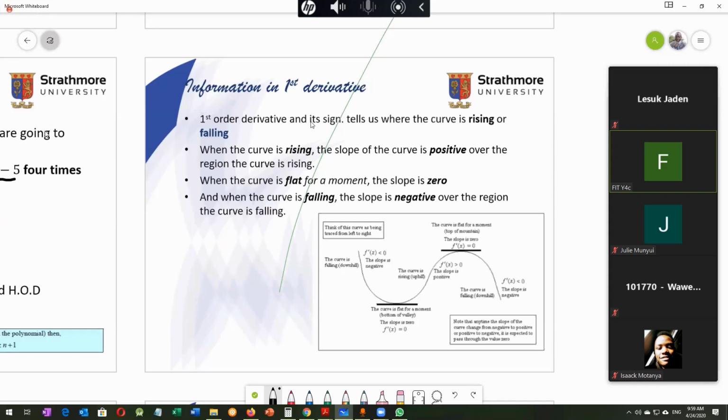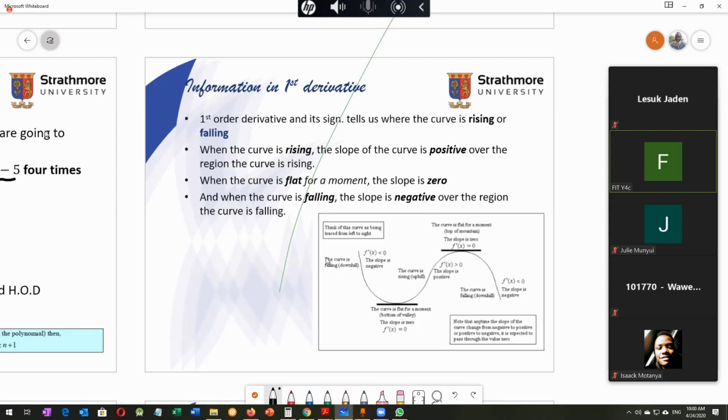So the first order derivative and its sign can tell us where the curve is rising and falling. That's going to be important, because in machine learning, when we want to reduce the error, we want to look for places in the loss function where the curve hits a minimum. That's going to be so interesting in our case. So where the curve is rising and falling is going to be a point of interest.